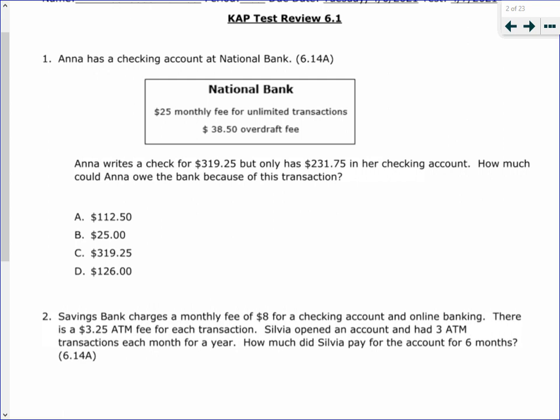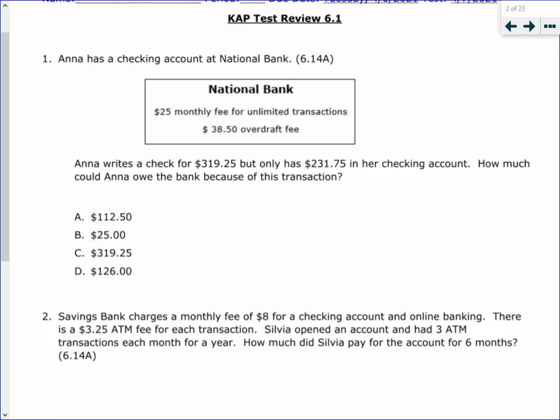All right, let's go over test review 6.1. Remember, if I'm going too fast or if you need to slow down, just pause the recording or rewind it. Just make sure you truly understand it because some of these problems are pretty tricky. So let's take a look at number one.